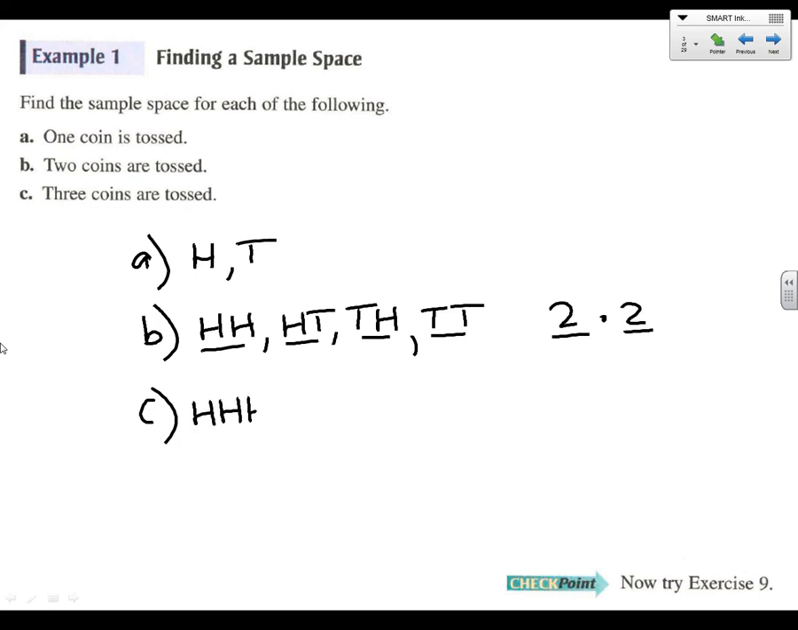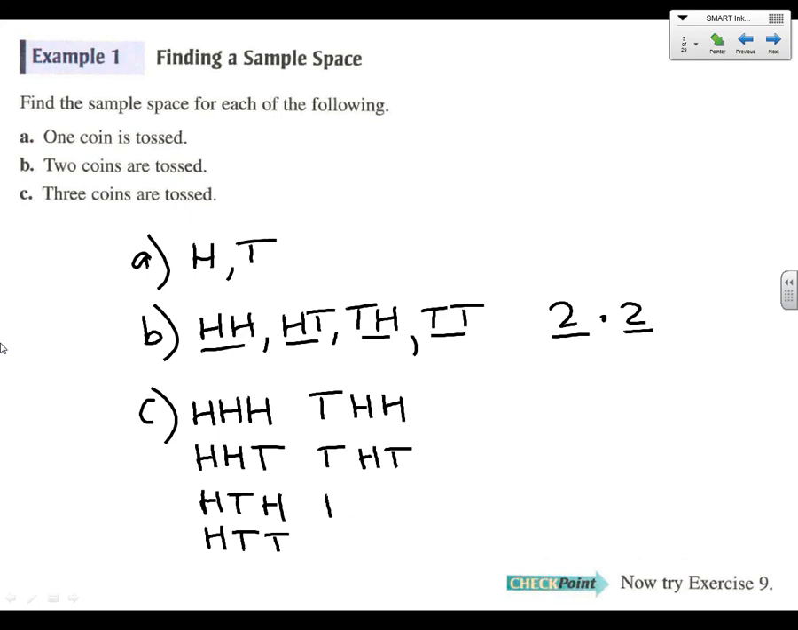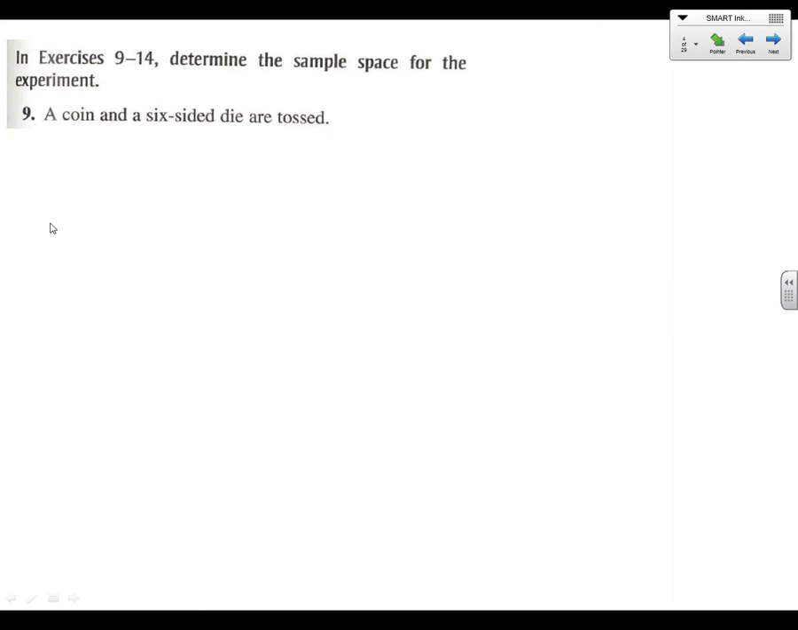Heads, heads, heads. I'm going to make a little chart. Heads, heads, tails. And then we go heads, tails, heads, heads, tails, tails. And then the tails column. Tails, heads, heads. Tails, heads, tails. Tails, tails, heads. And tails, tails, tails. Keep that chart. That's going to come up again shortly, but for now, see if you can figure out the sample space for a coin and then a 6-sided die flipped up and tossed.